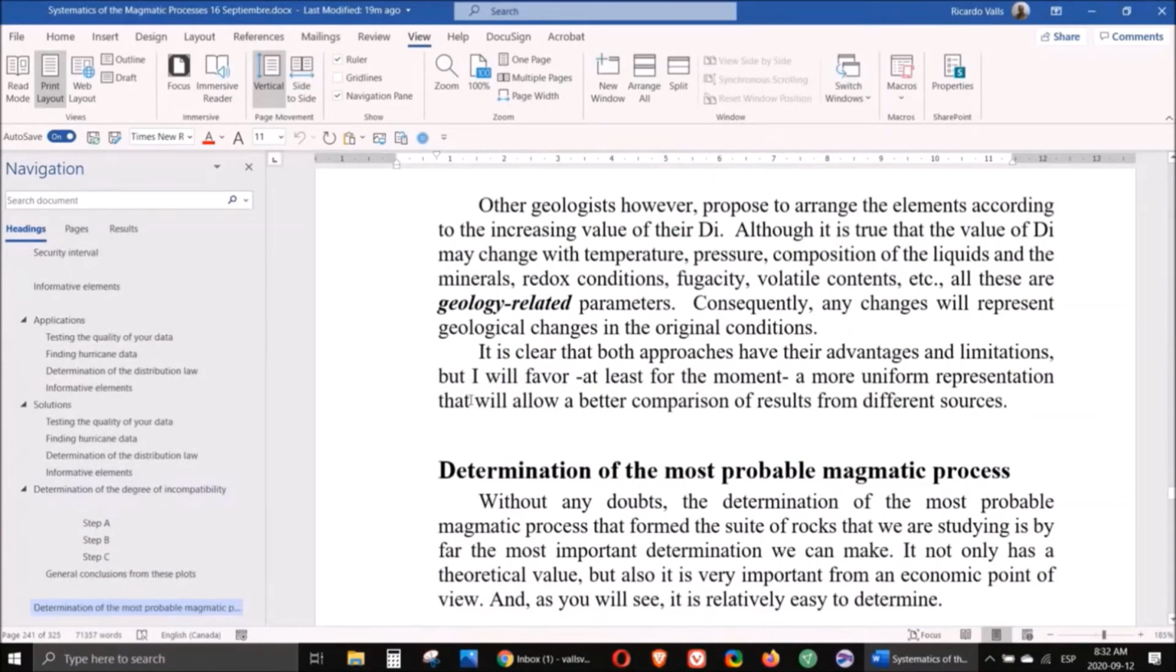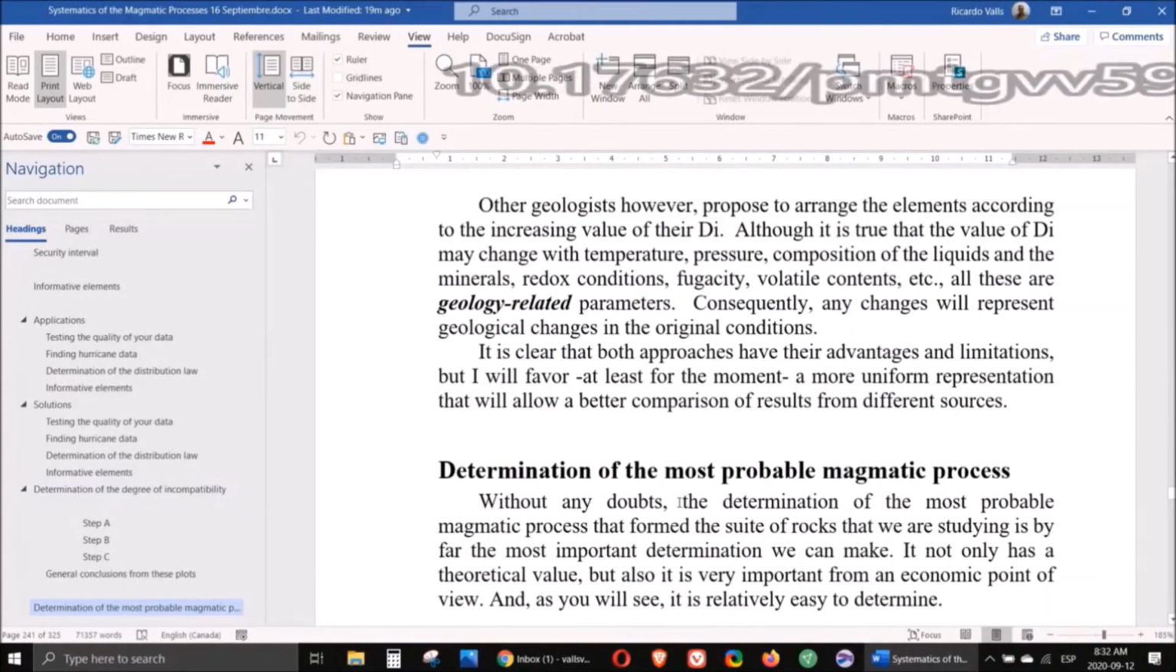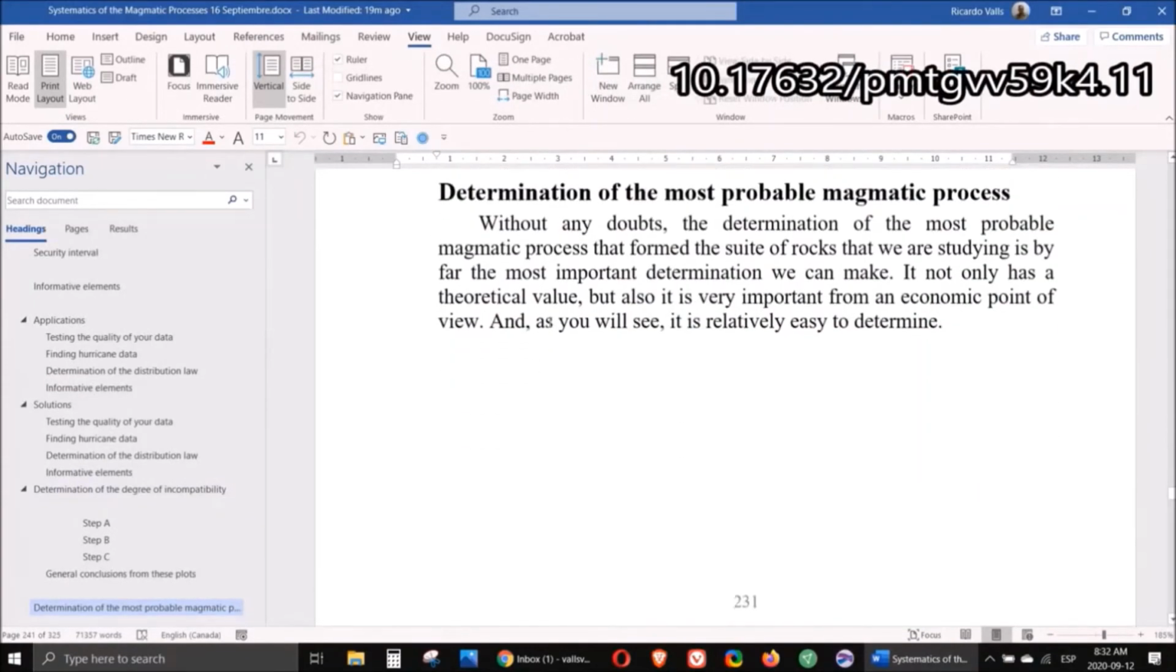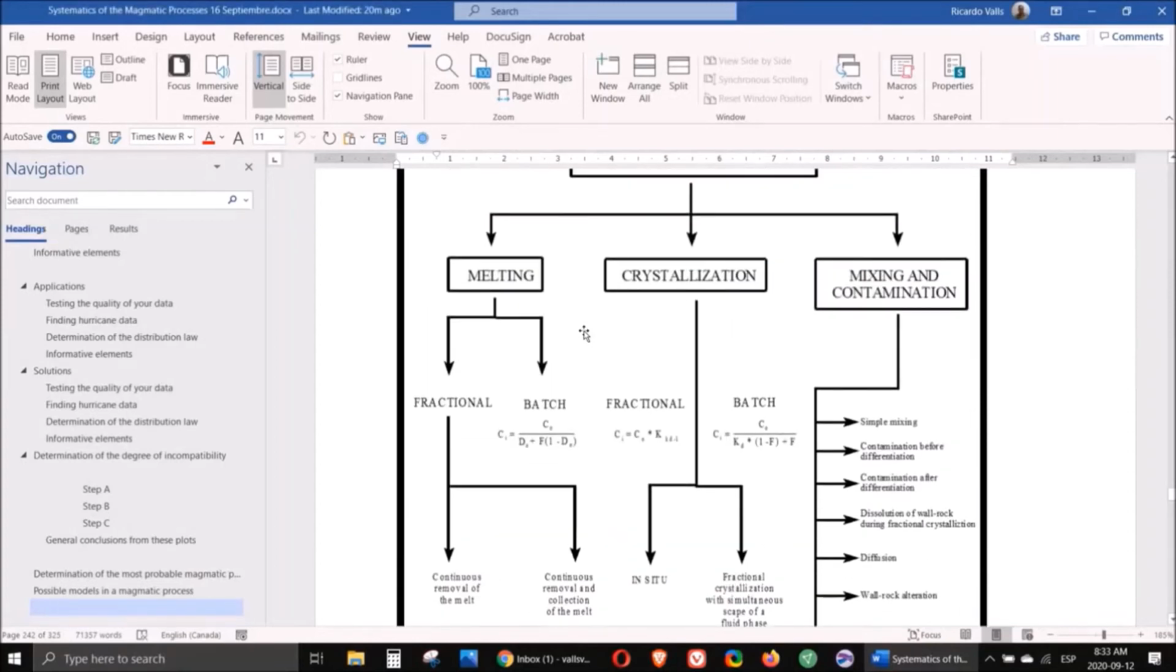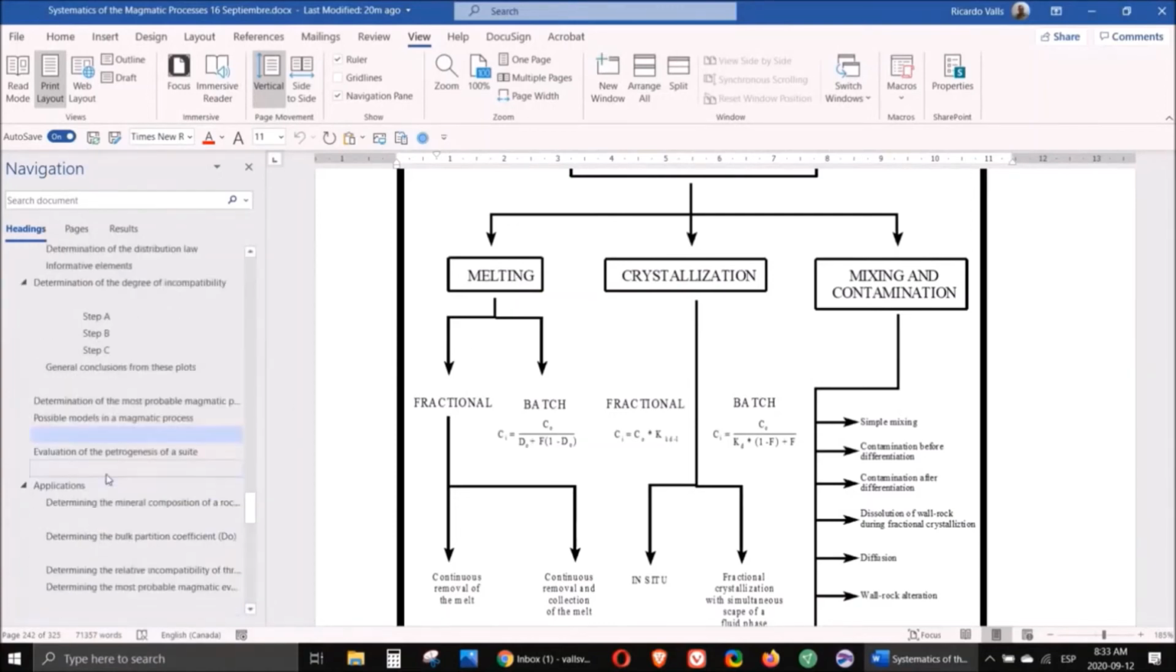And the most practical part of the book is the determination of the most probable magmatic event. As I said before, I will put on Mendeley all the software that you're going to need to do this study. So this is a partial flow chart of the different magmatic processes that are covered here. So for melting, we have fractional and batch. For crystallization, we have in situ and simultaneous escape, and for mixing and contamination, we have a series of them. Remember, the importance of this is that knowing the type of crystallization, you will have a better idea of the type of ore deposit that you may have in your rock.